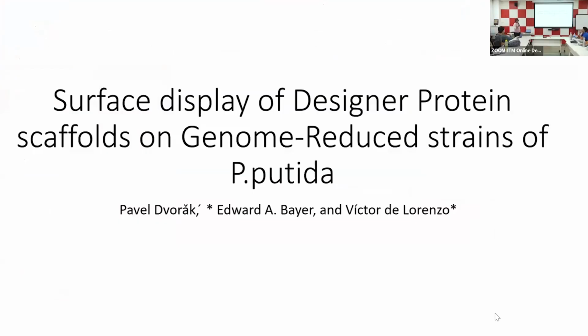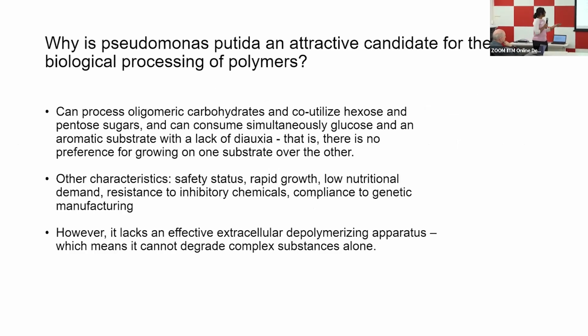Yeah, good afternoon, everyone. I'm Pooja, and today I'll be doing a summary of the paper, a surface display of designer protein scaffolds on genome-reduced strains of Pseudomonas putida. So, you know that in the environment, there are many sources of carbon, such as lignocellulosic residues and plastics. So we aimed to utilize these with the help of an engineered microbe so that we could put them to some efficient use.